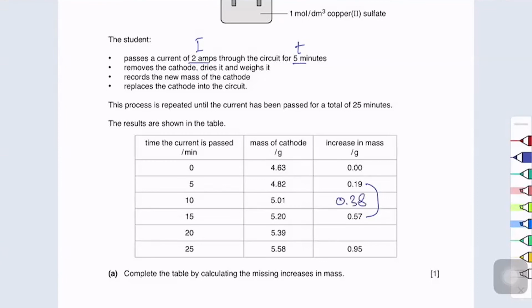Do not assume that the examiner has a range of answers that are acceptable. Just take the average. Similarly, 0.57 plus 0.95 divided by 2, that's 1.52 divided by 2, 0.76. So it's an exact number that you need. You don't need to give an estimate. Take a calculator, take the average.